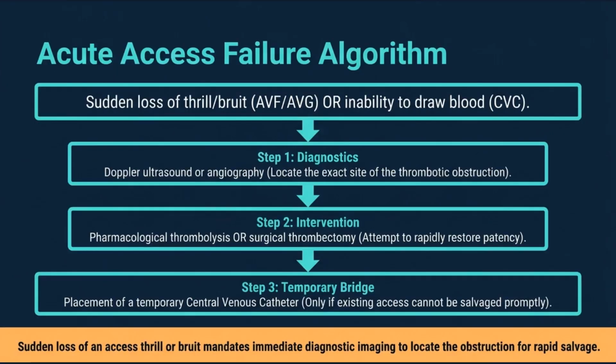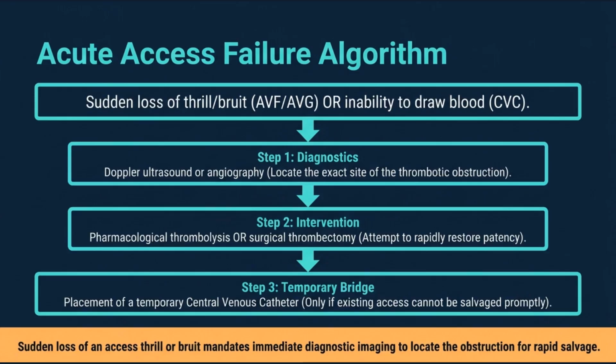When acute access failure occurs, rapid triage and management are essential to ensure the patient continues to receive life-sustaining dialysis. Acute failure usually presents as a sudden loss of thrill or bruit in a fistula or graft, or an inability to draw blood from a central venous catheter. The immediate priority is to identify the cause, which is frequently a thrombotic event.